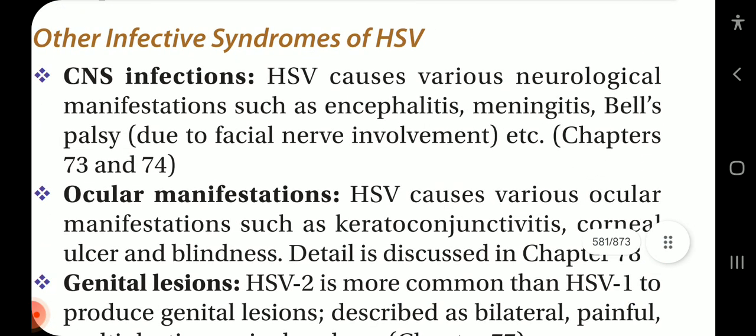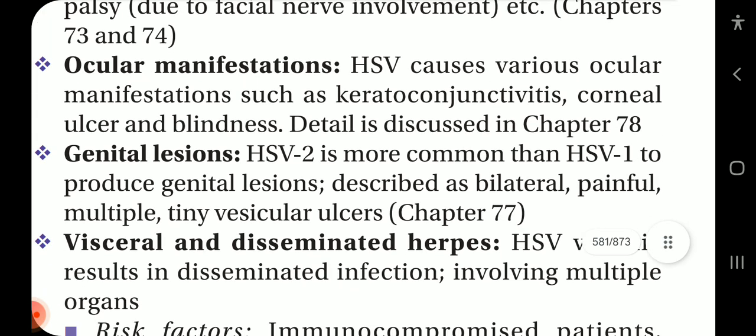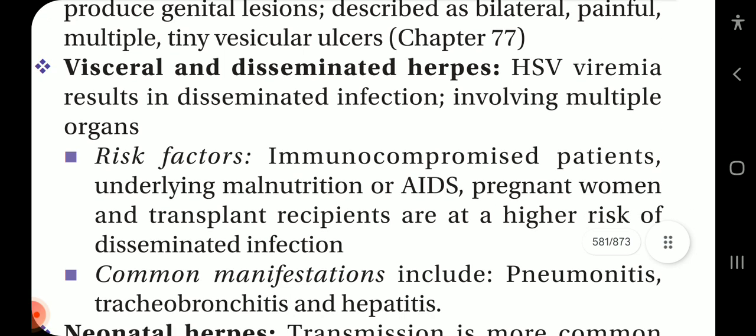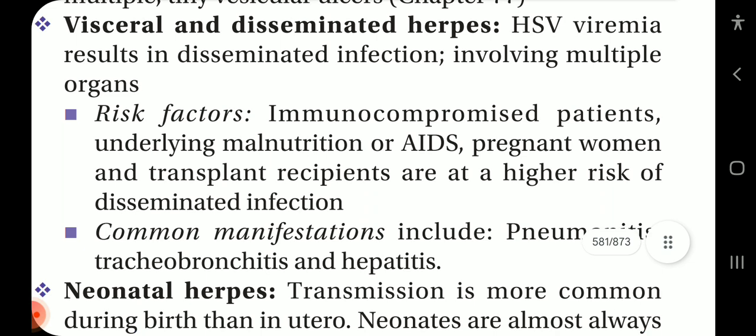Other infective syndromes of HSV: CNS infections. HSV causes various neurological manifestations such as encephalitis, meningitis, Bell's palsy due to facial nerve involvement, etc. Ocular manifestations: HSV causes various ocular manifestations such as keratoconjunctivitis, corneal ulcer, and blindness. Genital lesions: HSV2 is more common than HSV1 to produce genital lesions, described as bilateral, painful, multiple tiny vesicular ulcers. Visceral and disseminated herpes.